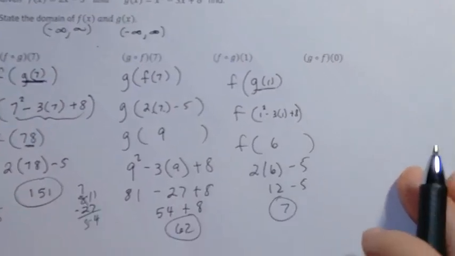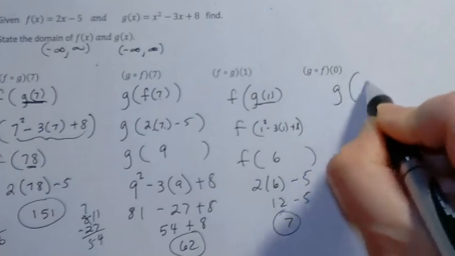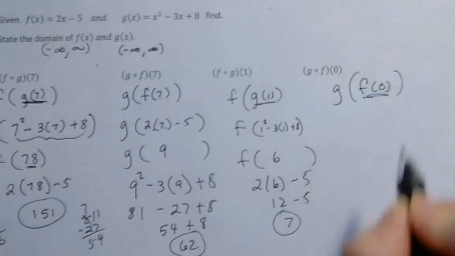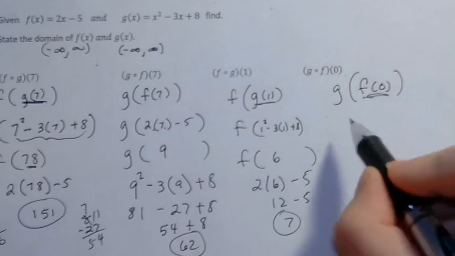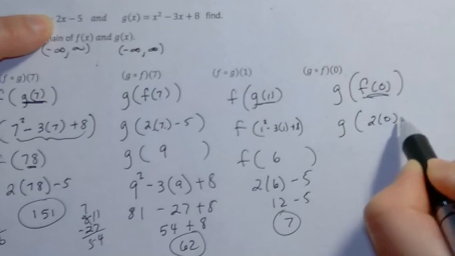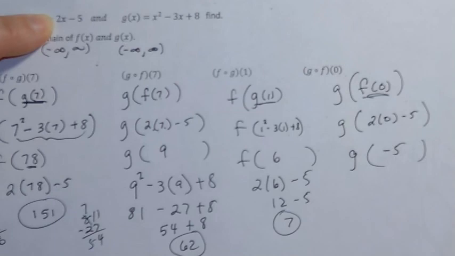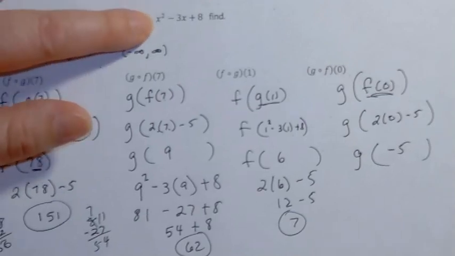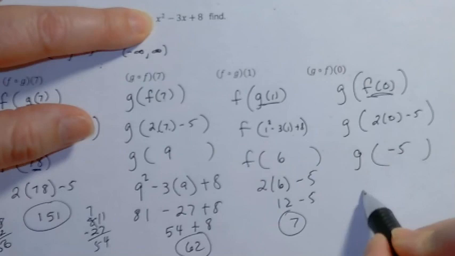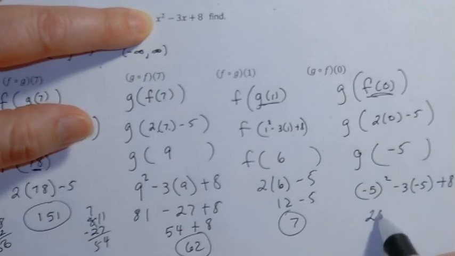All right, the last one. Oops, sorry, didn't realize you couldn't see. All right, the last one, g of f of 0. So I'm going to start by putting 0 into the f function. So I've got the f function, 2 times 0 minus 5. So 0 minus 5 is negative 5. And now I'm going to put negative 5 into the g function. So negative 5 squared minus 3 times negative 5 plus 8. So 25 plus 15 plus 8 would be 48.